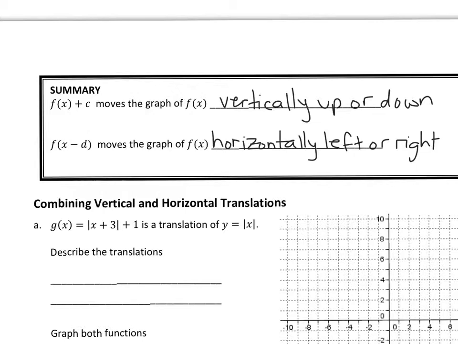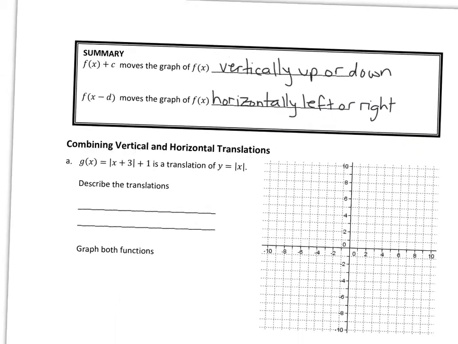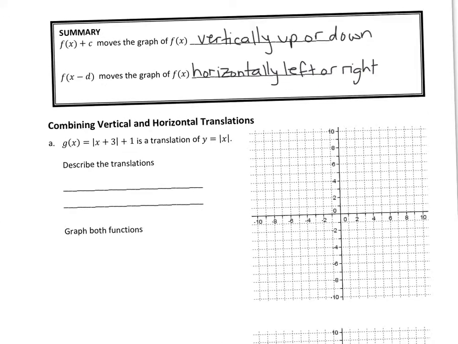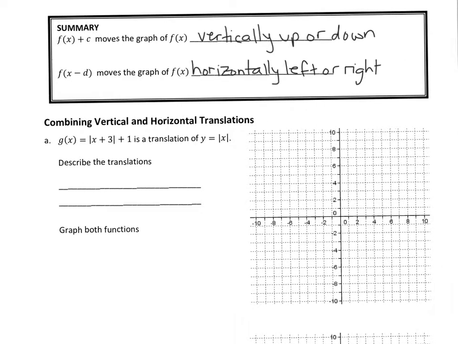So the video is getting a little long, so combining horizontal and vertical translations, all I'm now going to do is just describe the translations and leave the graphing up to you. So here we have g of x is equal to the absolute value of x plus 3 plus 1, and it's a translation of y equals the absolute value of x. And so if we see this, remember, this is going to translate the graph left 3, and this is going to translate the graph up 1. So I'm just going to write those translations down.